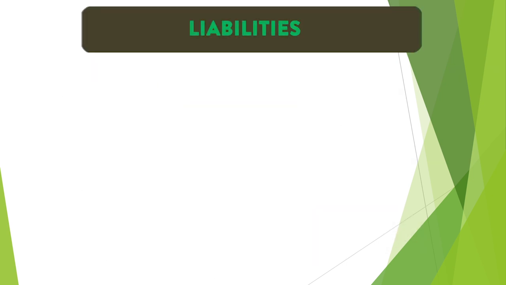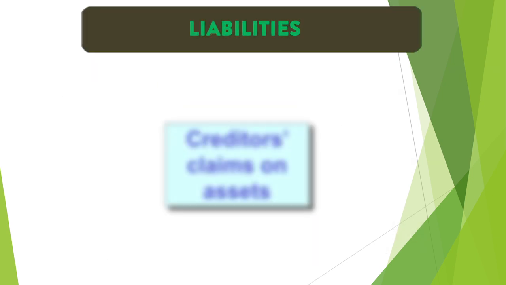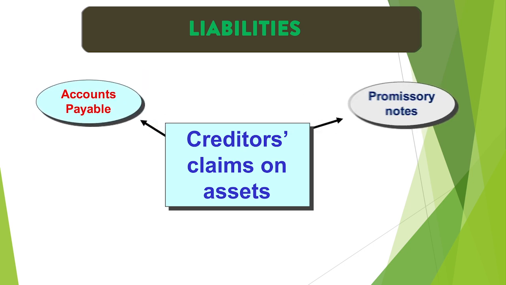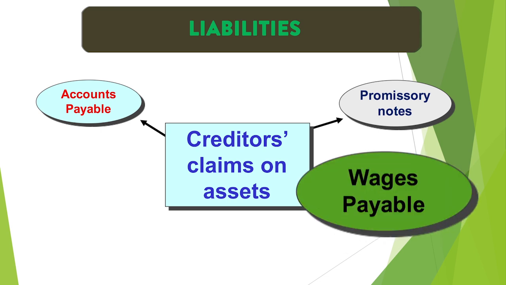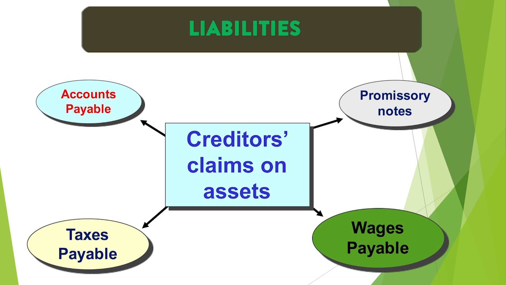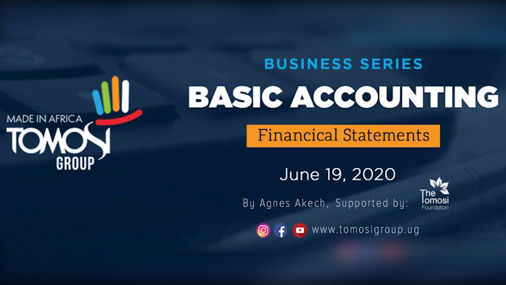What are the liabilities here? The liabilities comprise accounts payable, promissory notes, wages payable, taxes payable. Accounts payable, we looked at it in our first series of the training last week. We said that these are suppliers of the companies. These are creditors, people who have provided us goods and services on credit.